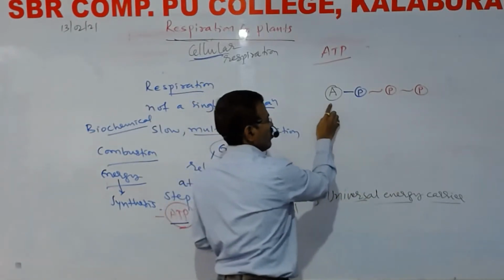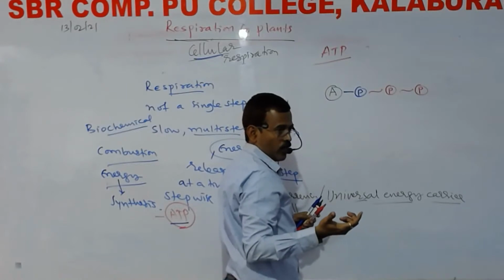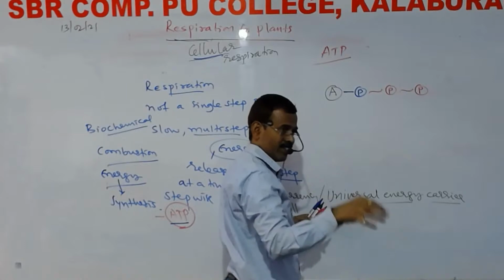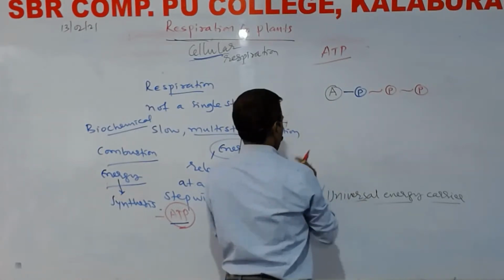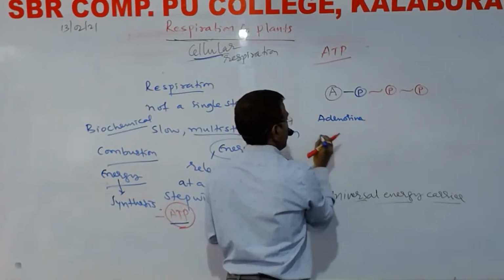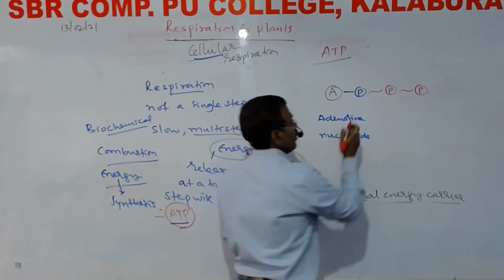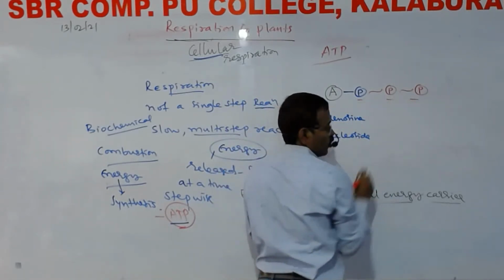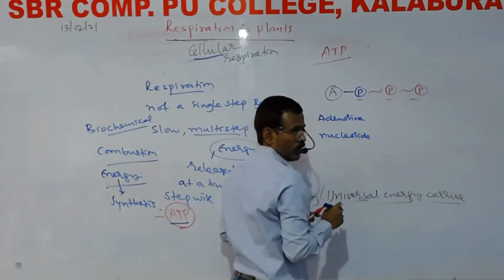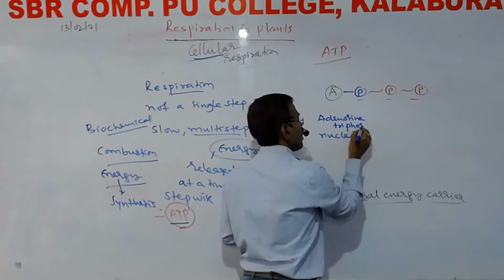Simple. This is adenosine. Adenosine is a nucleoside: a pentose sugar, ribose sugar, plus a nitrogen base, that is adenine. So this is adenosine. Adenosine is a nucleoside with these phosphate groups. There are three phosphate groups. That's why it becomes adenosine triphosphate.